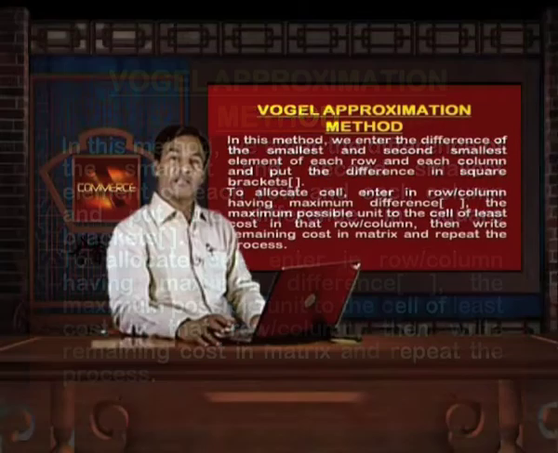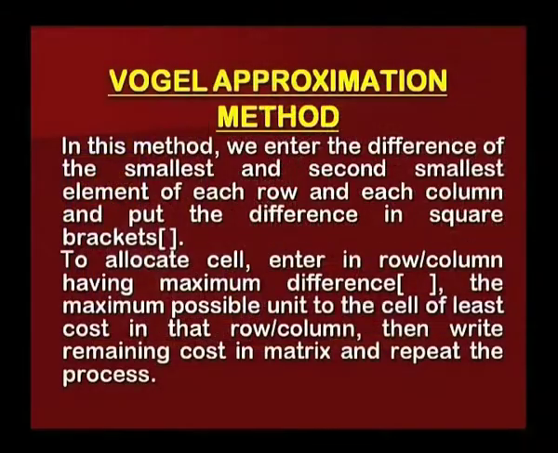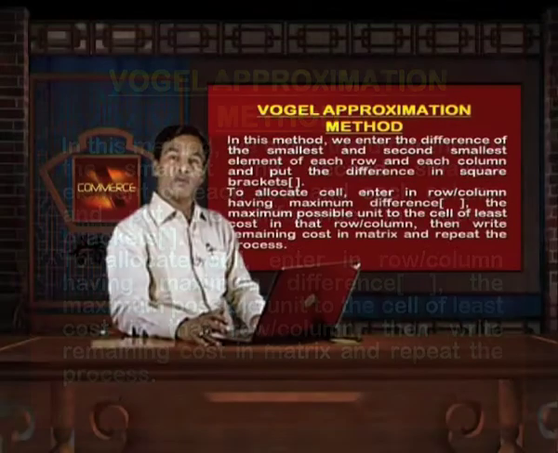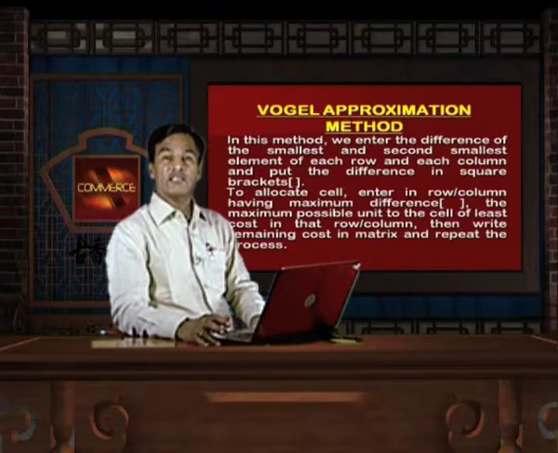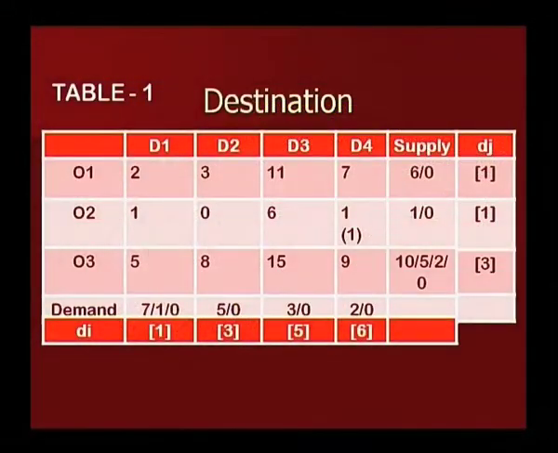Here we indicate the difference of the minimum and next to the minimum of every row in front of the row and of every column below the column, and find the maximum of this difference to enter the row or column as follows. In Table 1 of the transportation table, we have 3 origins and 4 destinations. Here are supplies 6, 1, 10 and demands 7, 5, 3 and 2.